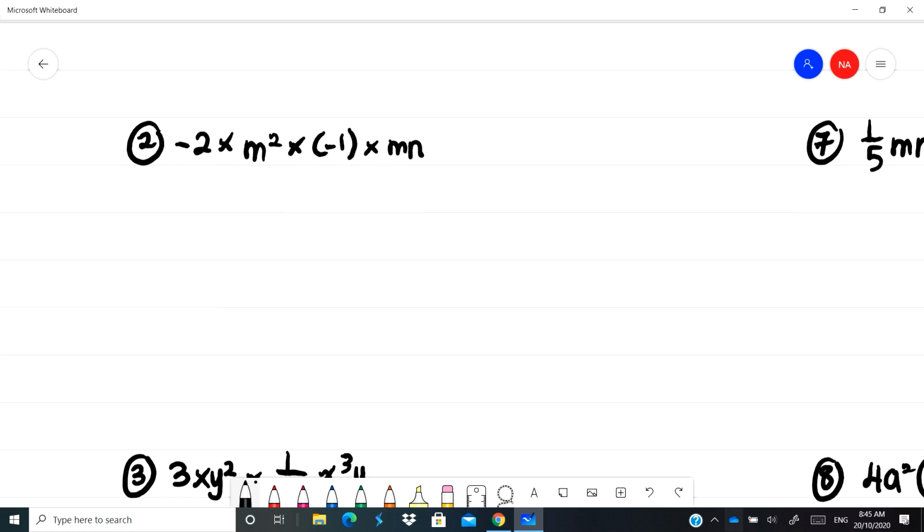So bear in mind that kita kena bawa semua nombor bawa ke depan. So negative 2 multiplied by negative 1. So I'll just put negative 2 multiplied by negative 1 first. Alright. Next one we'll have m square. So this m square I'll just write in.